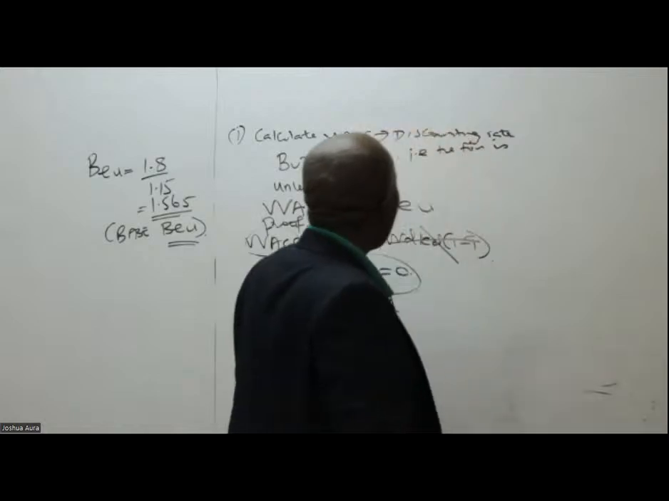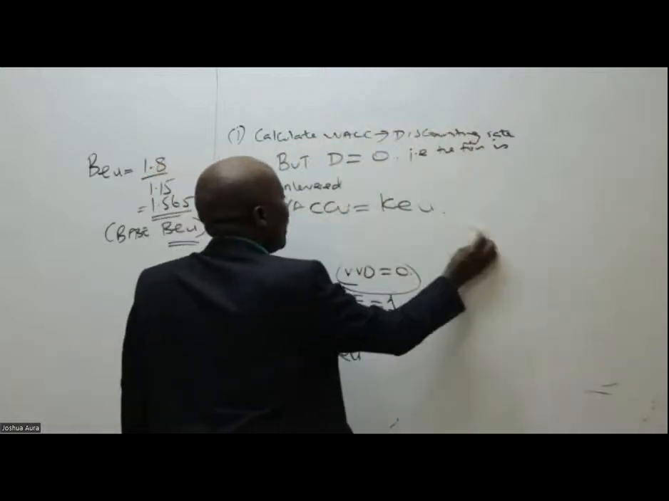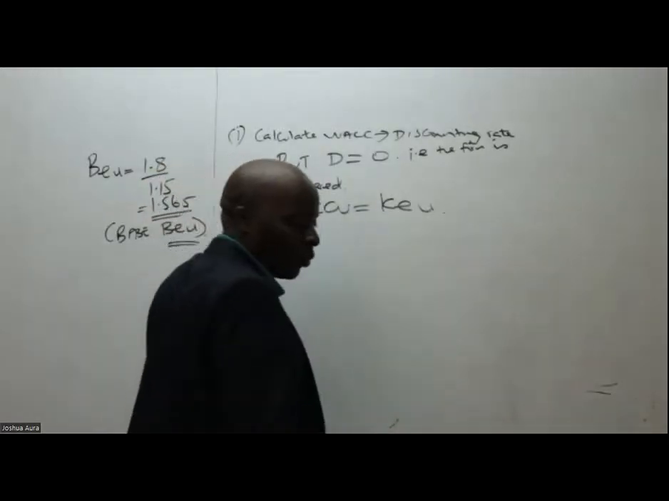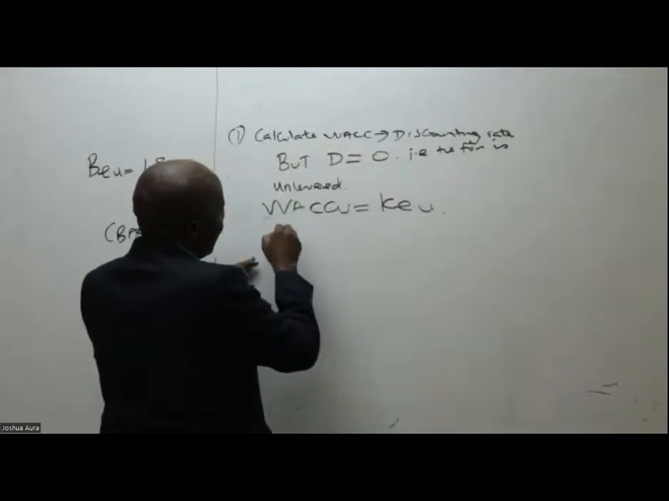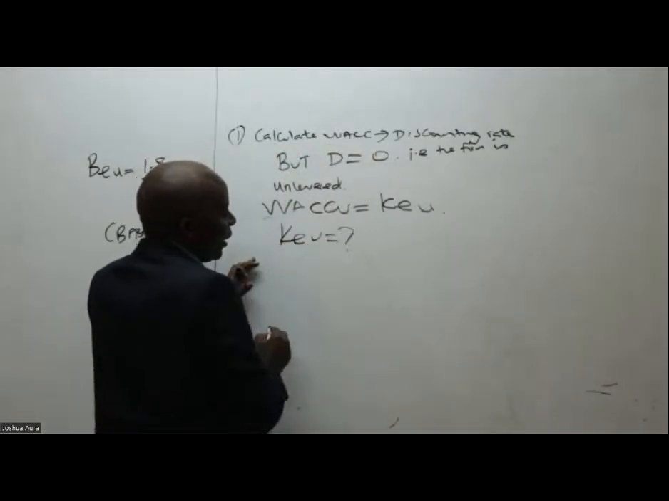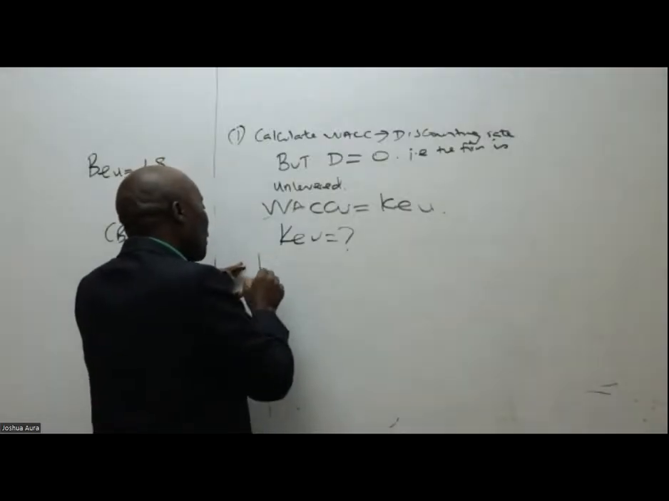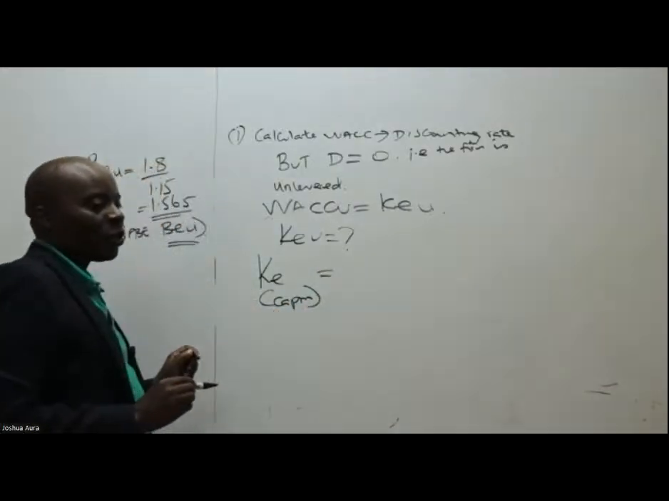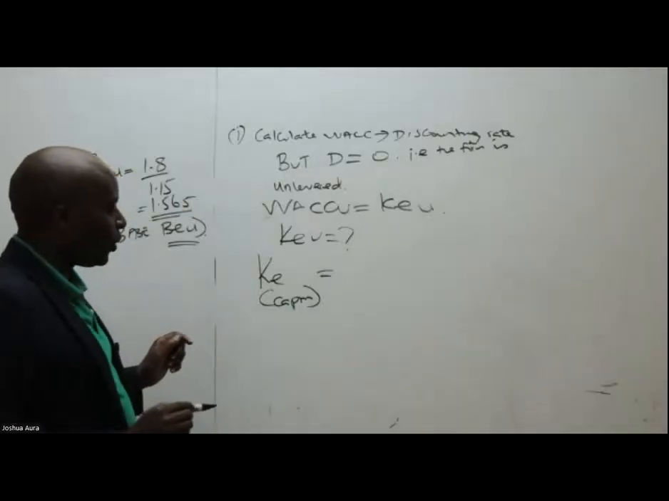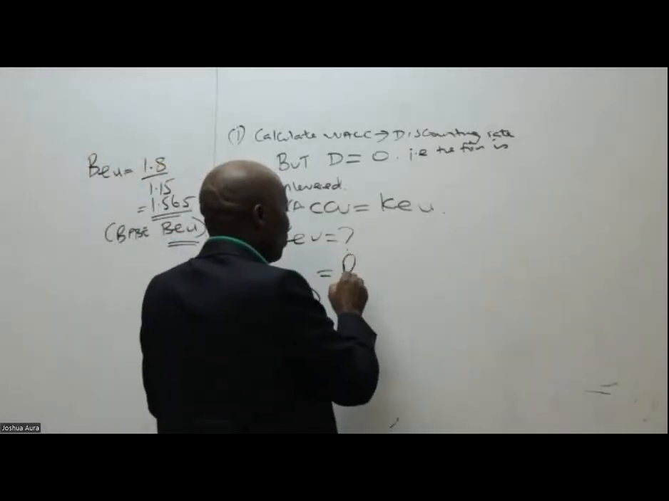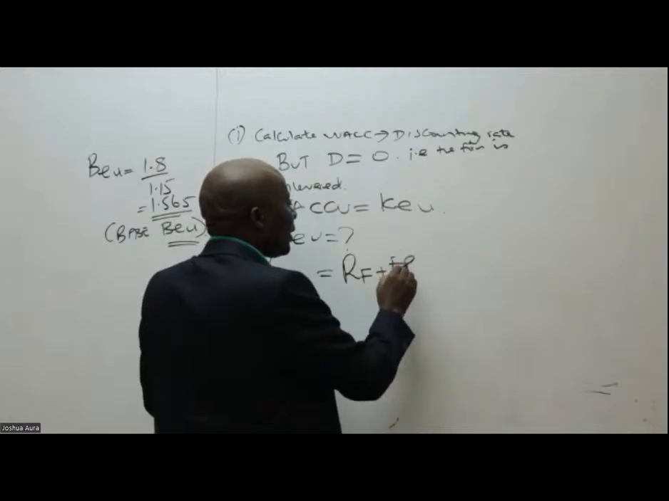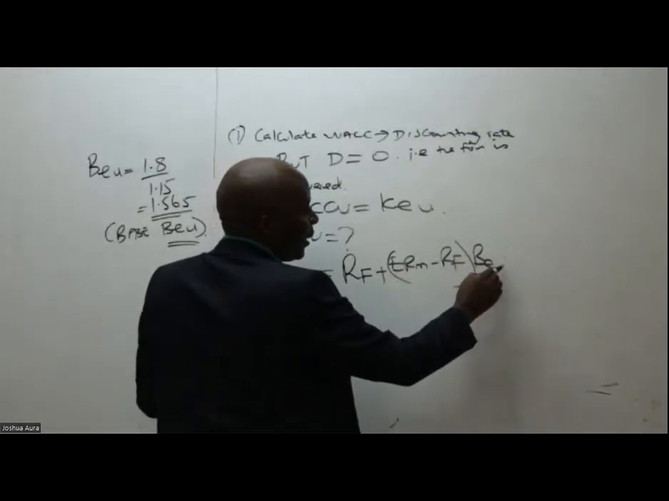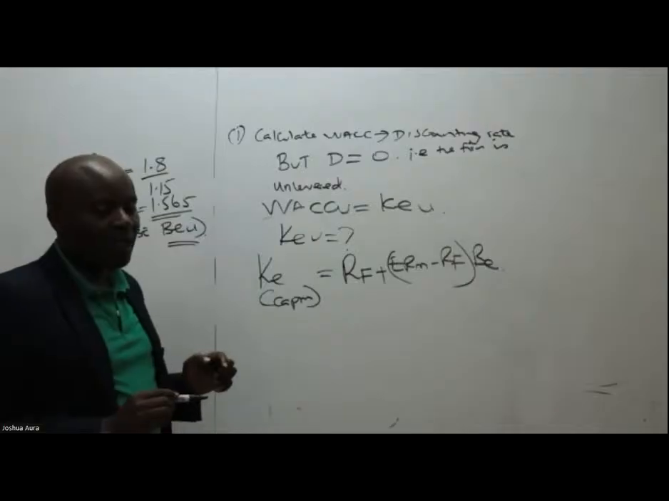So then, ladies and gentlemen, our work here will be to get this Ke U. How do we get it? First of all, we know one of the functions of CAPM is to calculate cost of equity. And this CAPM goes like this: risk-free rate plus expected return of the market minus risk-free rate, multiplied by what here, somebody? Beta equity.